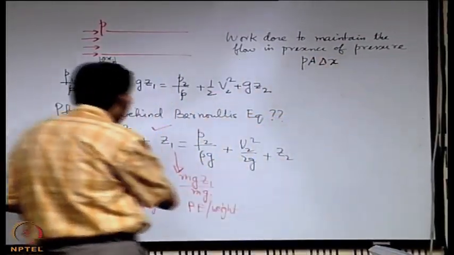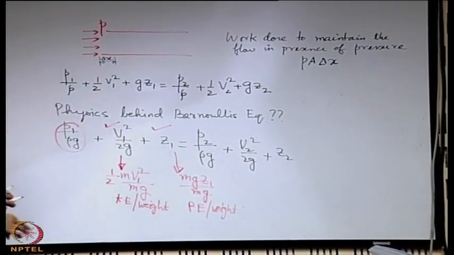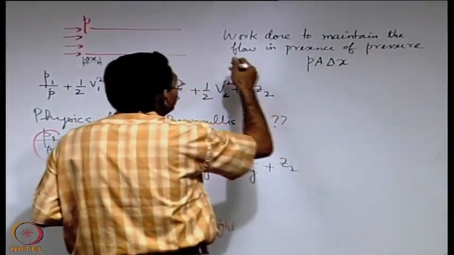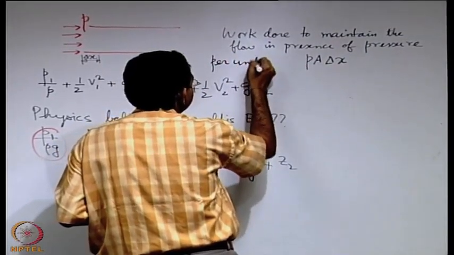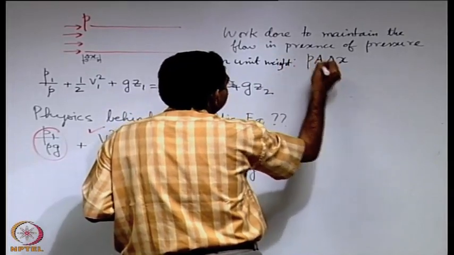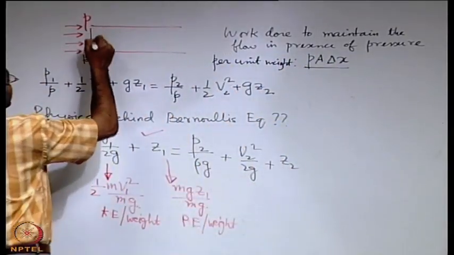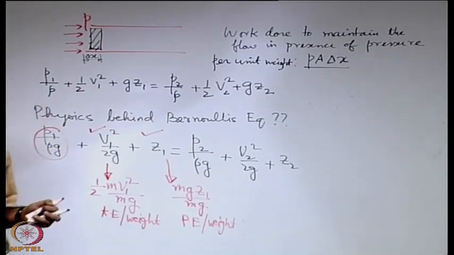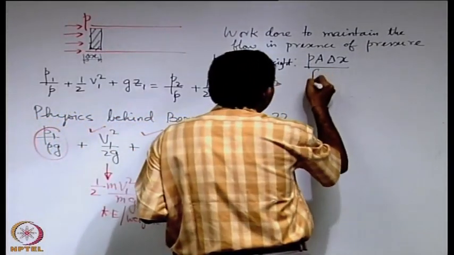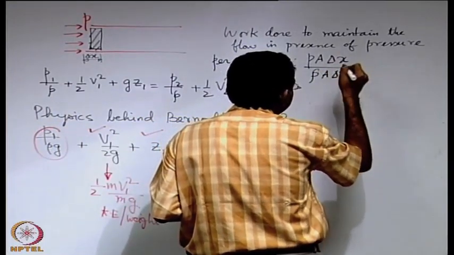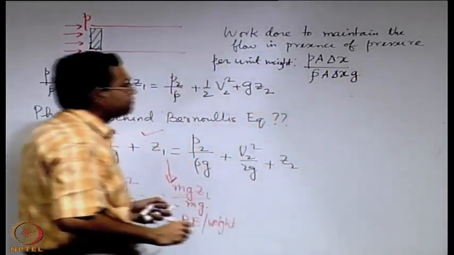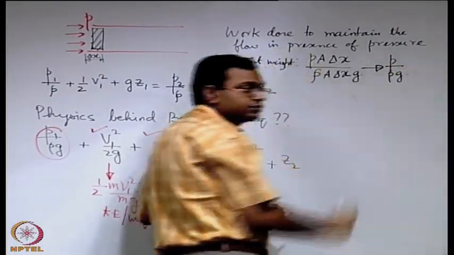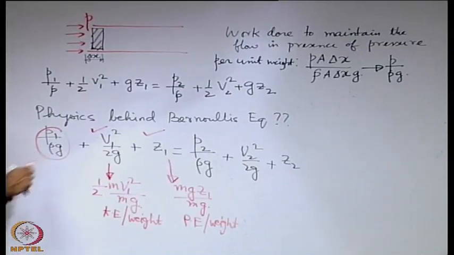Now just like all the other terms, we will also try to express this work per unit weight of the fluid. So the work done to maintain the flow in presence of pressure has to be divided by the weight of the fluid that covers up to this delta x. What is the weight of that fluid? Rho into A into delta x is the mass, and that into g is the weight. So this becomes P by rho g.